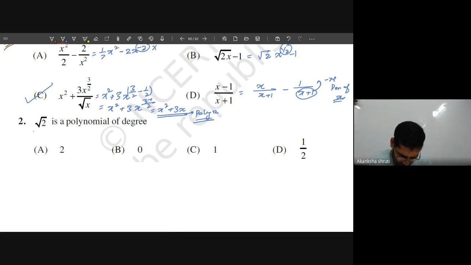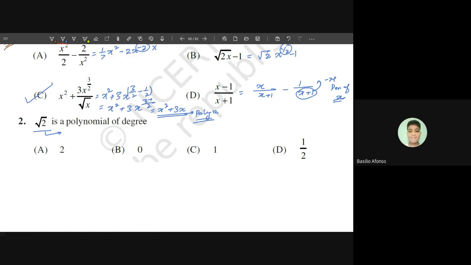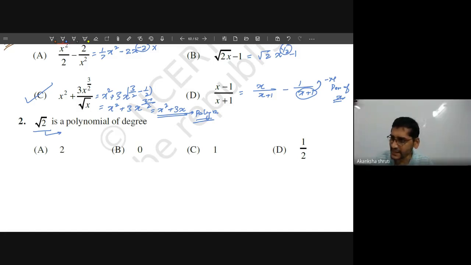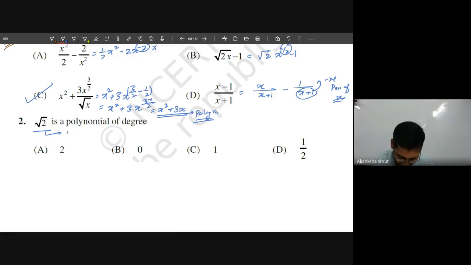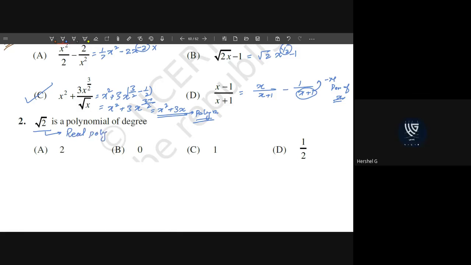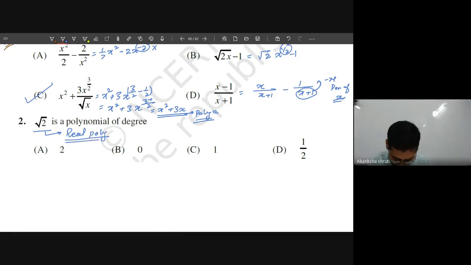Now is root 2 a polynomial or not, students? Yes, it is a polynomial. Which kind of polynomial is this? Root 2 is which kind of number? Irrational. Linear means it must have some x. Irrational, or simply it is called a real polynomial, student. Okay, sir. So this is the real polynomial. Any real number is called a real polynomial.